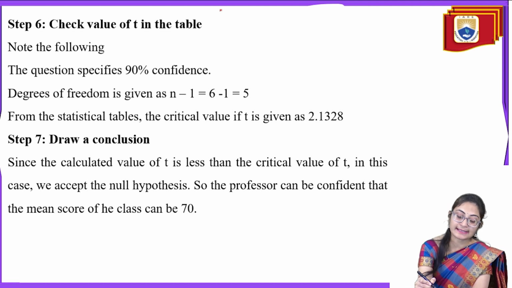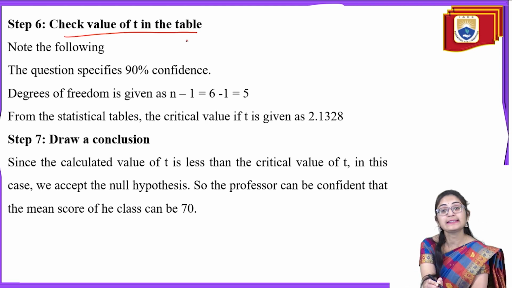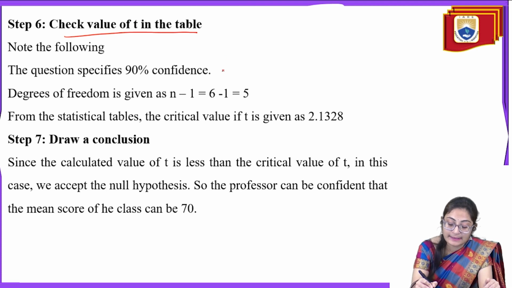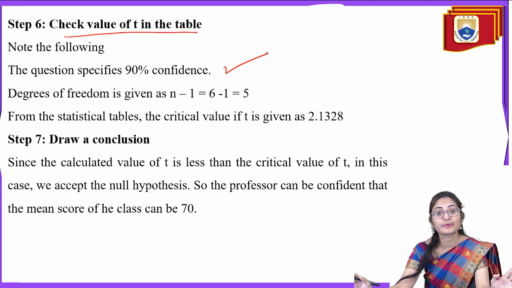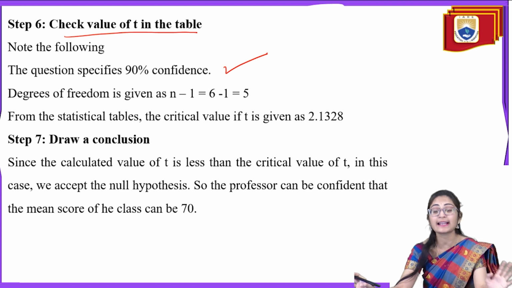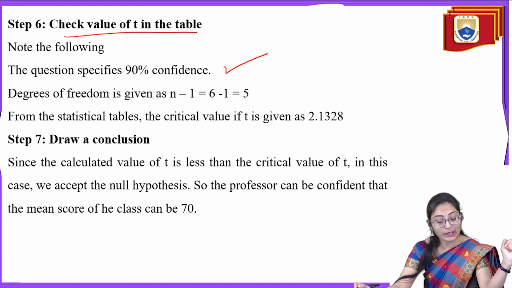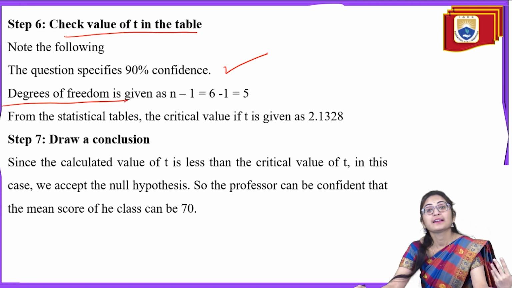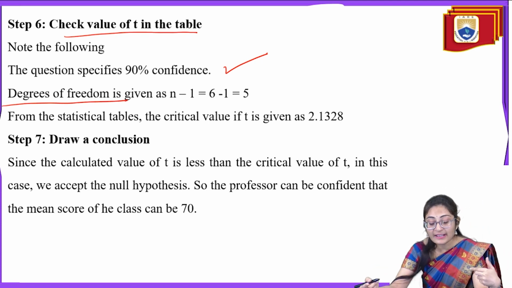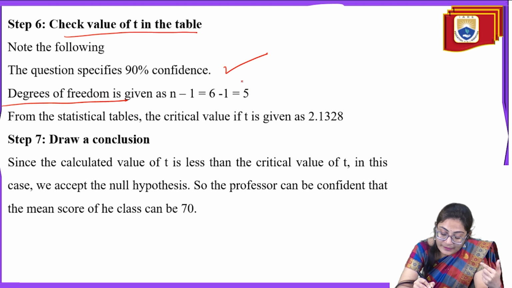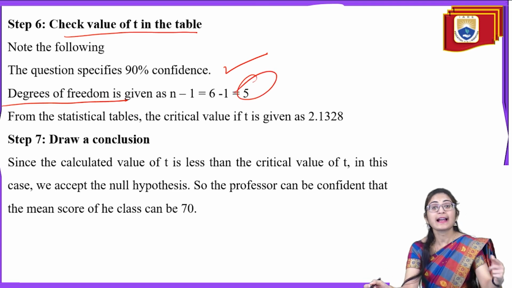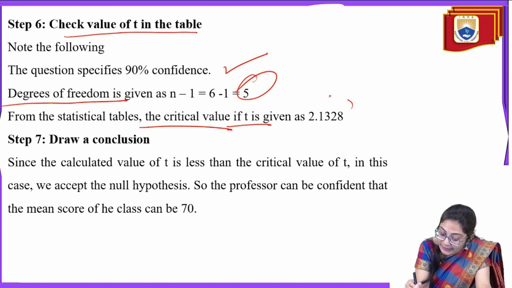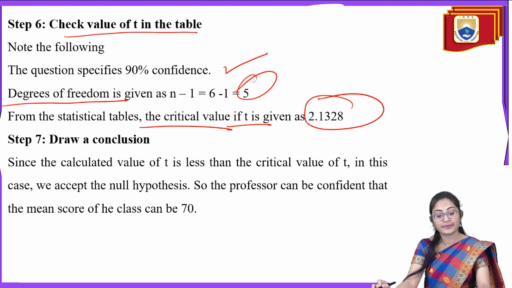Now, step 6 is to check the value of t in the table. The question specifies 90% confidence. Already your question has declared 90% confidence. So we have to check the degrees of freedom. Degrees of freedom is n minus 1. Your n value is 6, so 6 minus 1 is 5. And from the statistical table, our critical value of t is given as 2.1328.